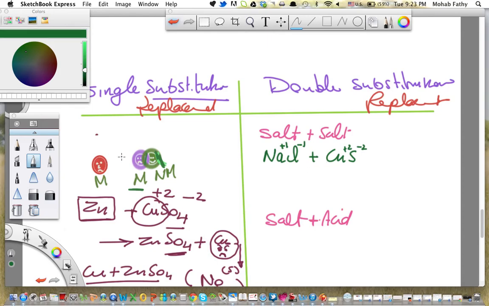And here it's not double substitution. It is a kind of single substitution. I'm explaining this so you can understand this part well.